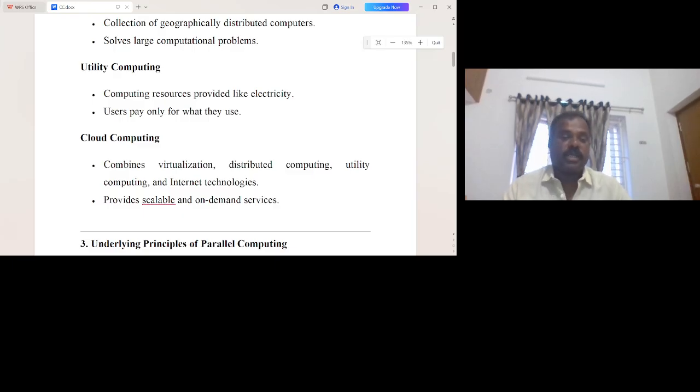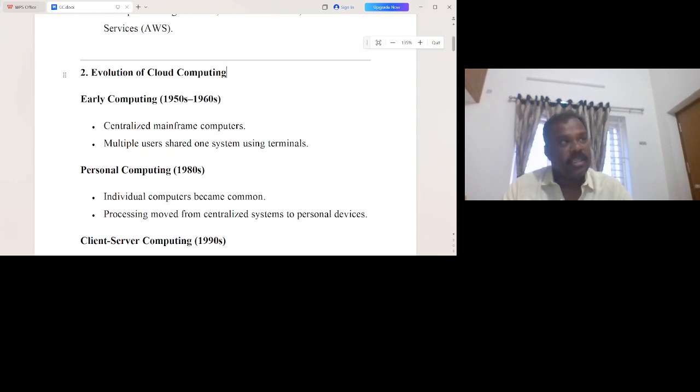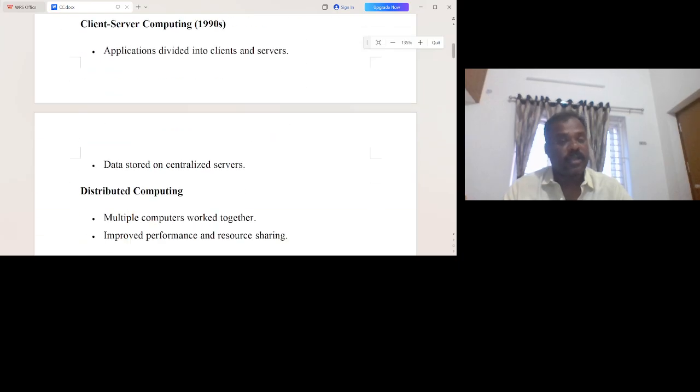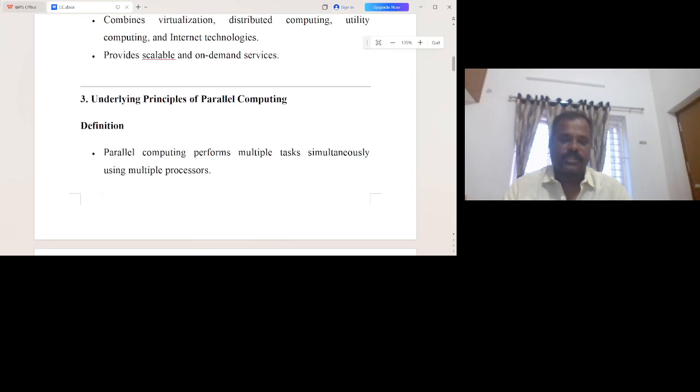Then the next era is cloud computing. Cloud computing combines virtualization, distributed computing, utility computing, and internet technologies. That provides, as the main application, scalable and on-demand services. This is the evolution or version of cloud computing. From around 2000 onwards, we have been using cloud computing techniques.